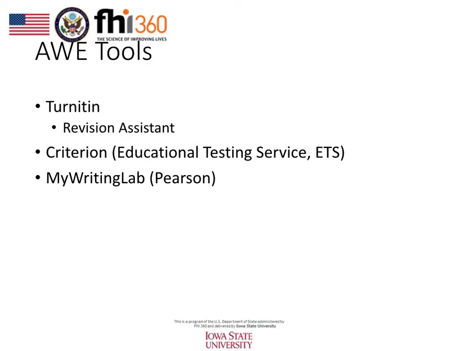Another tool that I have used and that we have used here at Iowa State for a number of years is called Criterion, which is a product produced by the Educational Testing Service, or ETS, and we used it for several years and we're quite happy with it. The last product I'd like to mention at least is called My Writing Lab, which is produced by Pearson. I will have links for you in the course so you can take a look at them and read more about them. Please keep in mind that there are other products as well, but I cannot list all of them in this short segment.